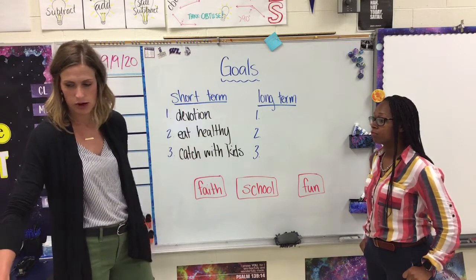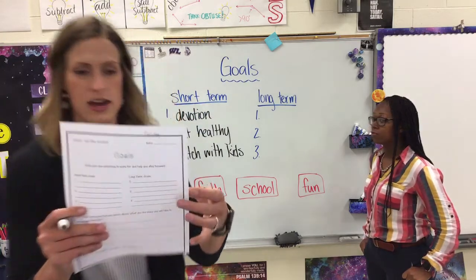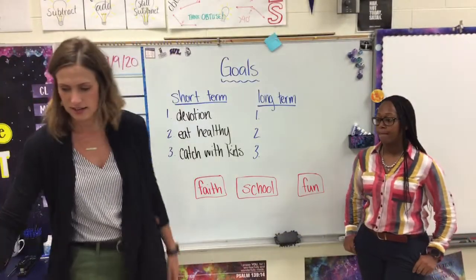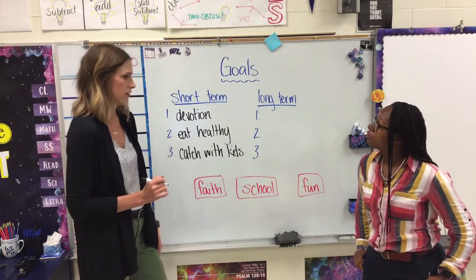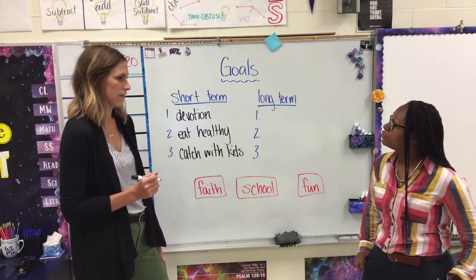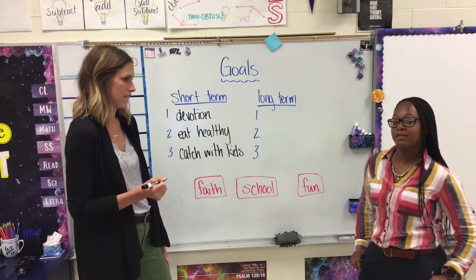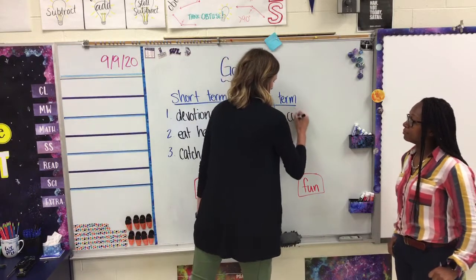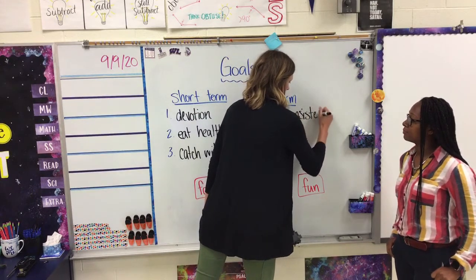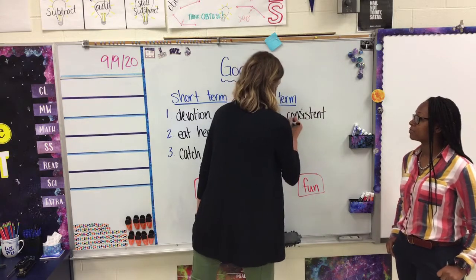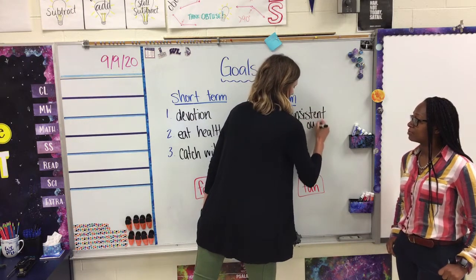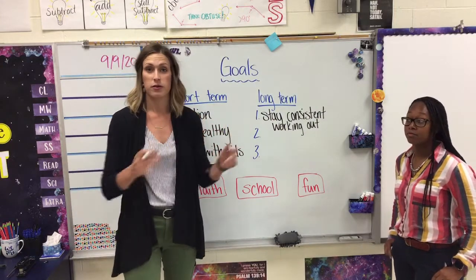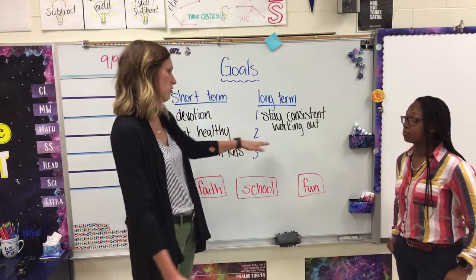Now we're going to move on to our long-term goals. So that would be on this side of your sheet where you have your long-term goals. Ms. Bryant, you got an idea of a long-term goal that you have? A long-term goal for me is to stay consistent in my workout life. Now, that's a long-term goal because she wants to make sure that she's not just doing that today or tomorrow, but in the next month or year, she's still doing that.